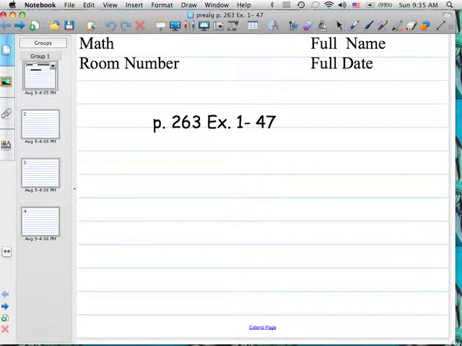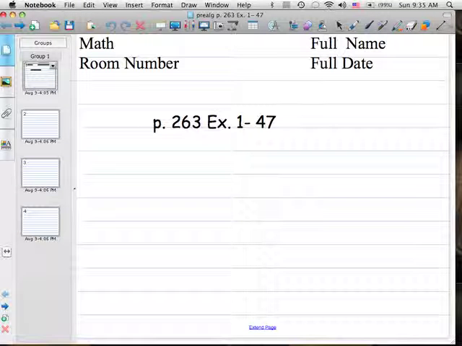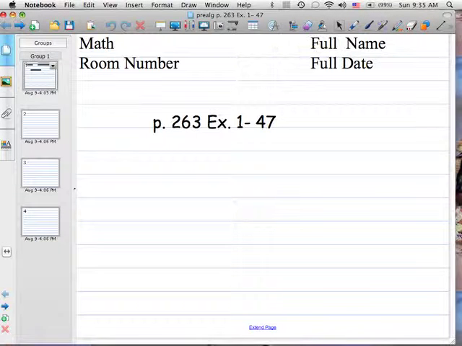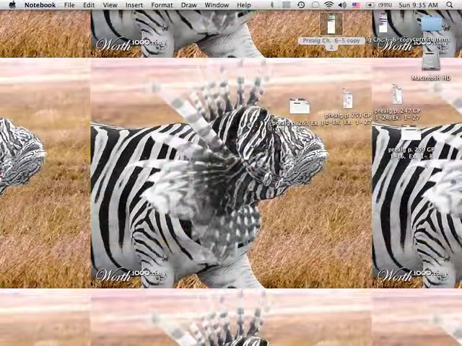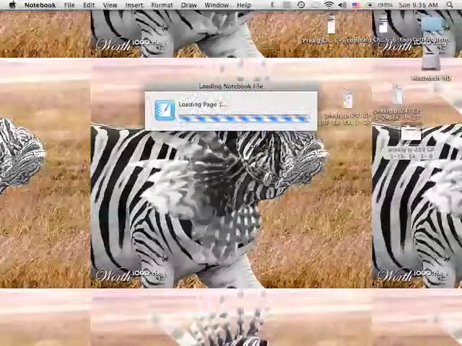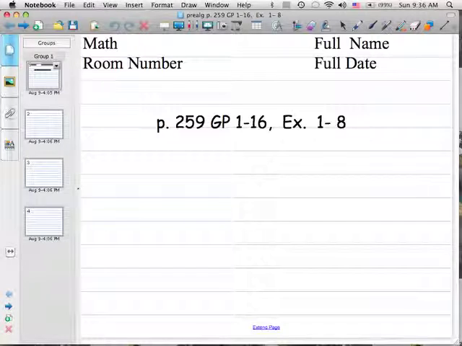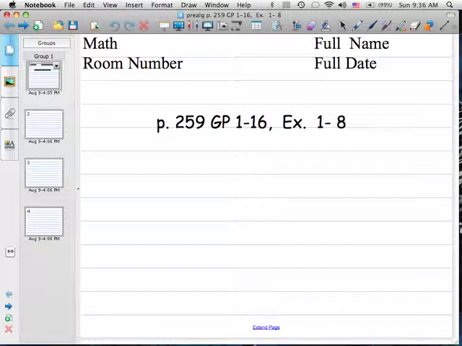So you need to open your book to 260. I think I'm on the wrong one here. It's 265. And we're doing guided practice 1 to 16 and exercises 1 to 8. So you have your paper headed, paper folded in half, title, and we're ready to start.